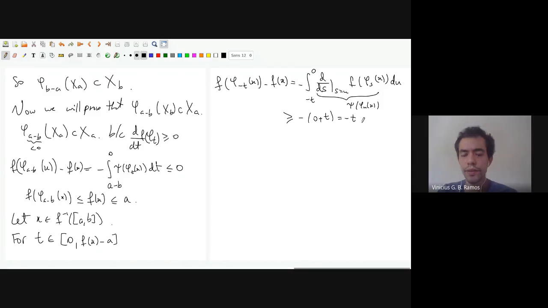So, sorry, I'm confused again. This is less than or equal to minus 1. So this is going to be greater than or equal to the integral from minus t to 0 of 1 dt, which is equal to t.